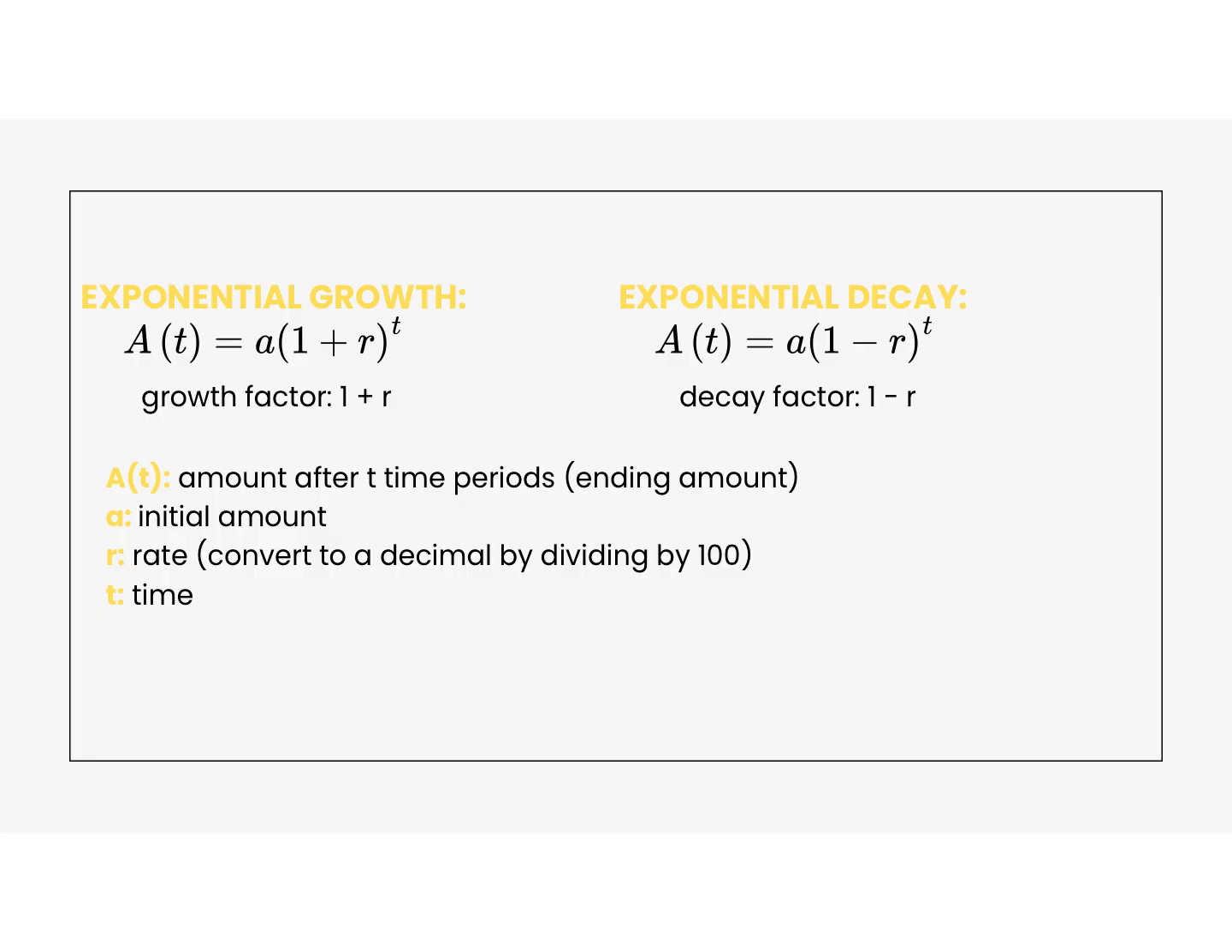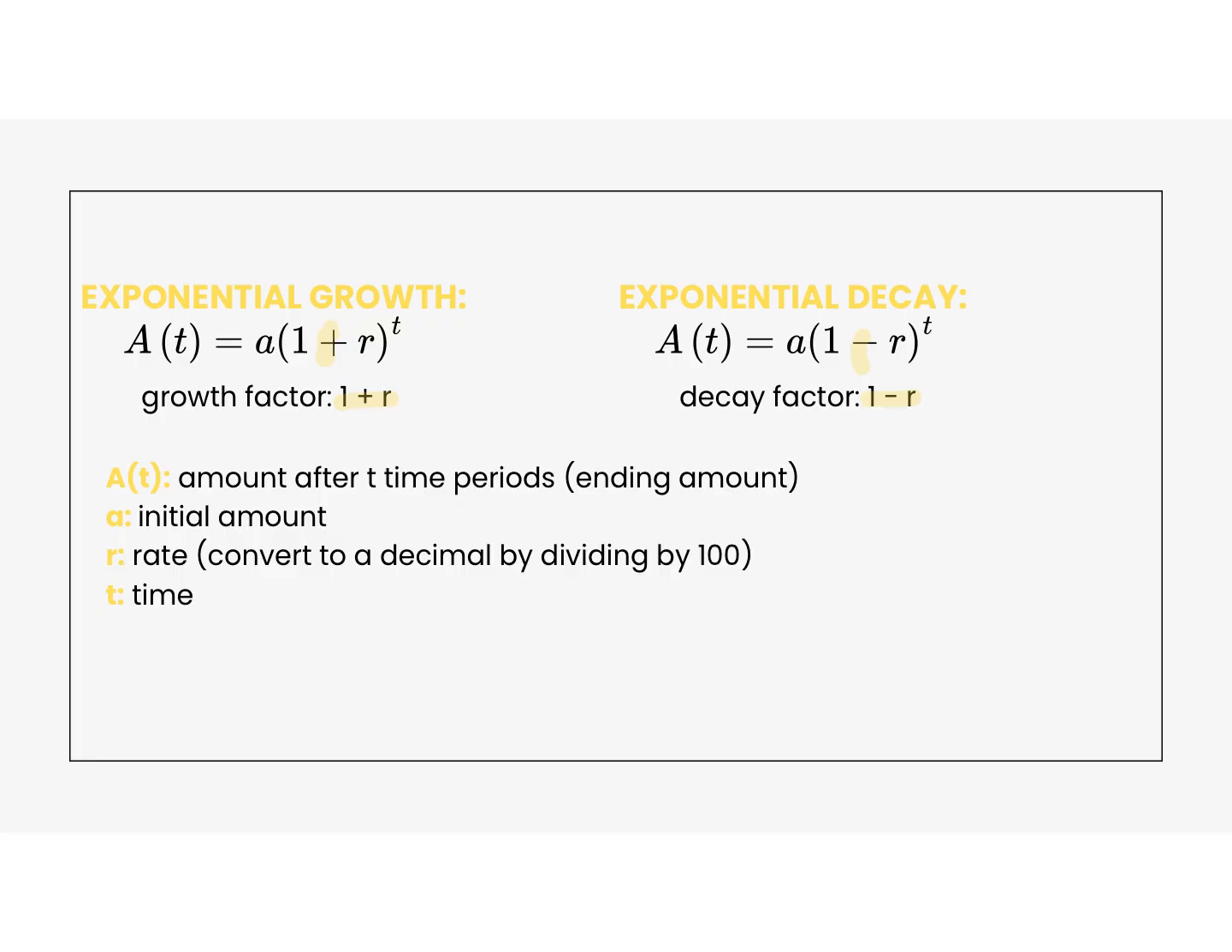And hopefully you notice that for growth, we're adding, so the equation is A of t equals A times 1 plus r to the power of t, with our growth factor being 1 plus r. And then exponential decay, it's A of t equals A times 1 minus r to the power of t. And that decay factor is 1 minus r. That should make sense to you because growth, we're increasing, decay, we're decreasing.